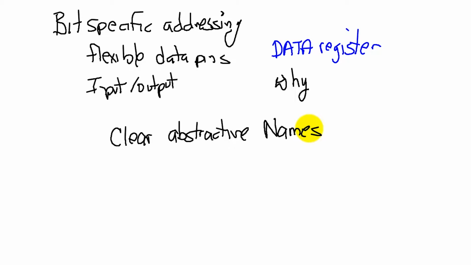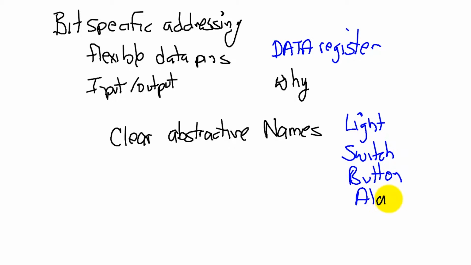For example, if we have lights in our project, we can call them lights rather than call them GPIO data port. Lights, switches, buttons, alarm. So we can use a name for the I/O pin. That'll make our code really clear.